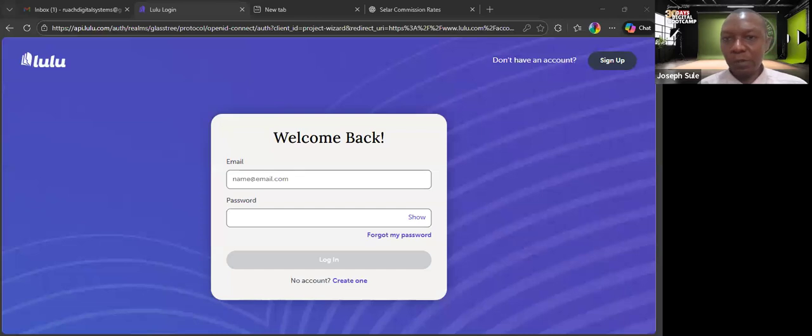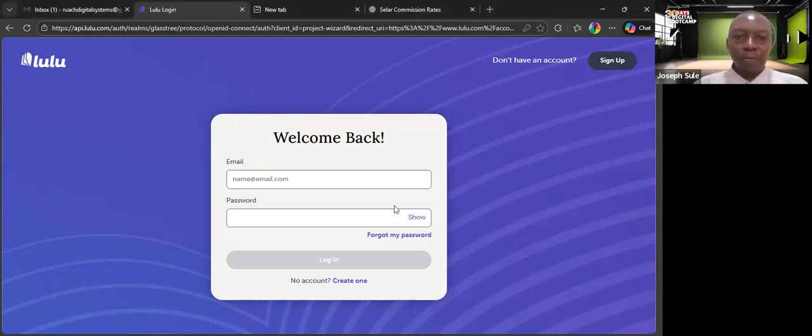I am on the Lulu login page. So please, if you can see Lulu, blue screen, with a provision to insert email and password, then you are in the right place. It means you are seeing my screen, and I would love a 1 on the chat, just so that I can confirm you are seeing my screen. All right, I see the response is good.